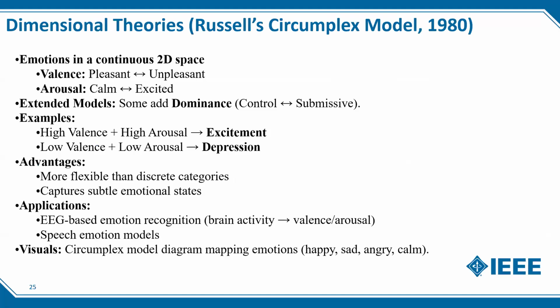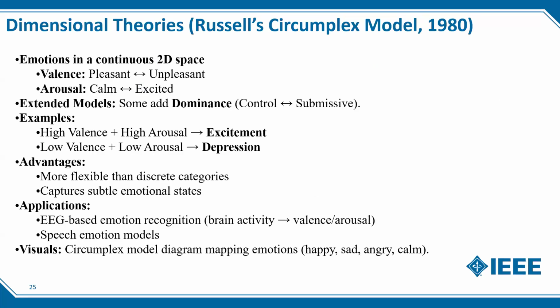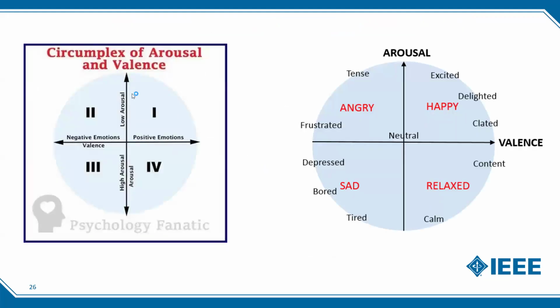And the last one is the dimensional theory, or the valence arousal theory. This theory restricts emotions in a continuous 2D space. Valence is a pleasant emotion, and arousal is an excited emotion. So this is the valence and arousal model, where all the emotions are mapped into this 2D space. The x-axis is the valence and the y-axis is the arousal.